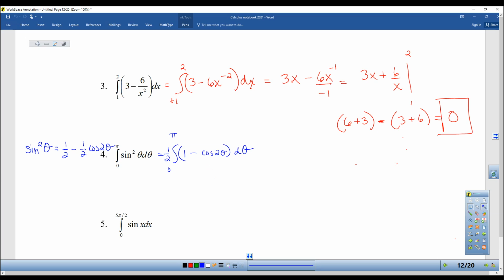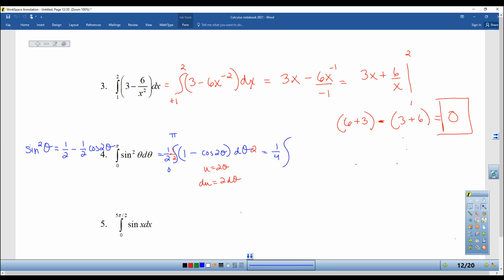I am going to let my u be 2 theta, which means my du is equal to 2 d theta. I don't have a 2 d theta, so I am going to put in a 2 and another 1/2. So this 1/2 didn't help me. I need another 1/2 to account for that 2. So I can rewrite this as 1/4.